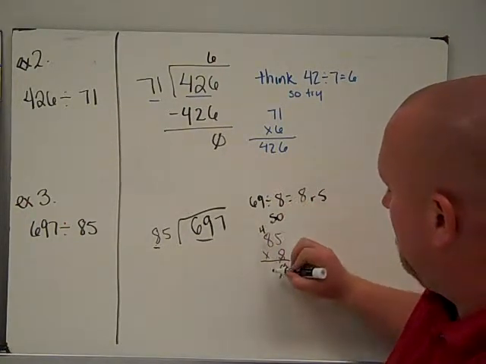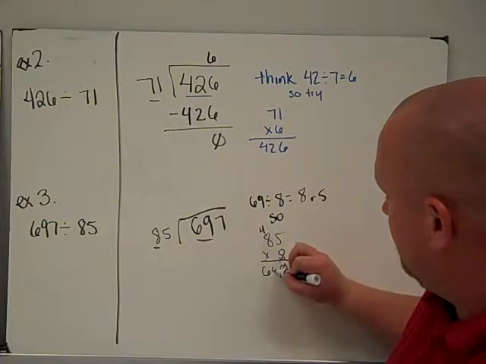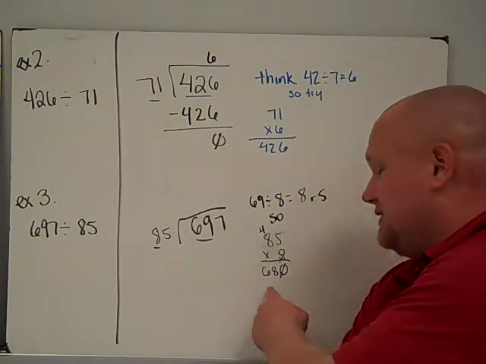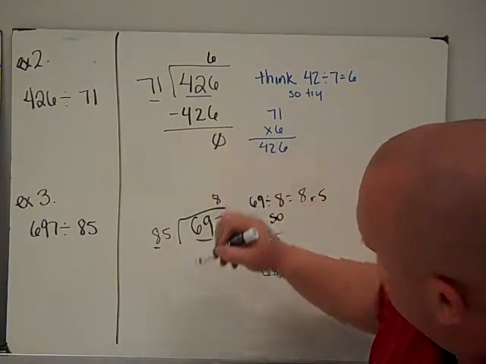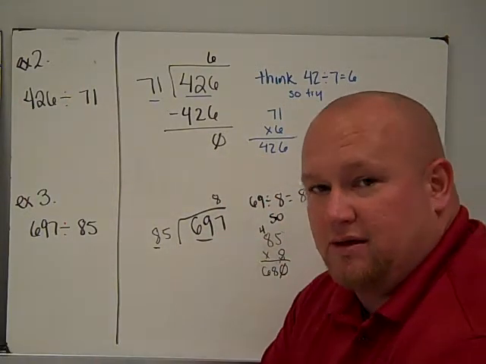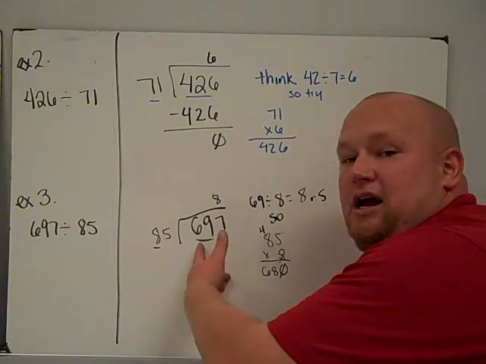8 times 8 is 64, plus 4 is 68. I got lucky this time. I get 680. That fits. So I'll put my 8 over the last digit I'm looking at. I know what you're thinking. You're thinking, Marriott, why did you underline 69?